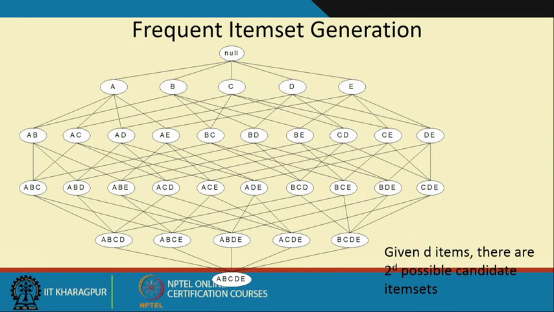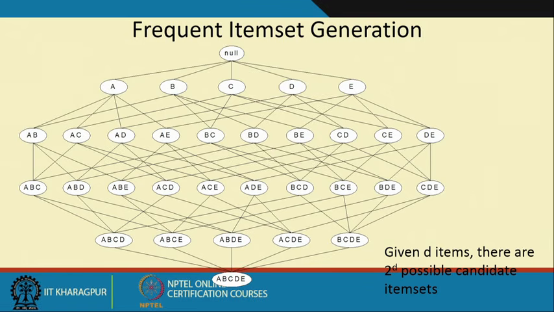So, if there are d possible items, you can easily check that there are 2 to the power d possible item sets, exponential. Either an item is present or absent in a bag. So, 5 are there, so d are there, so 2 to the power d.